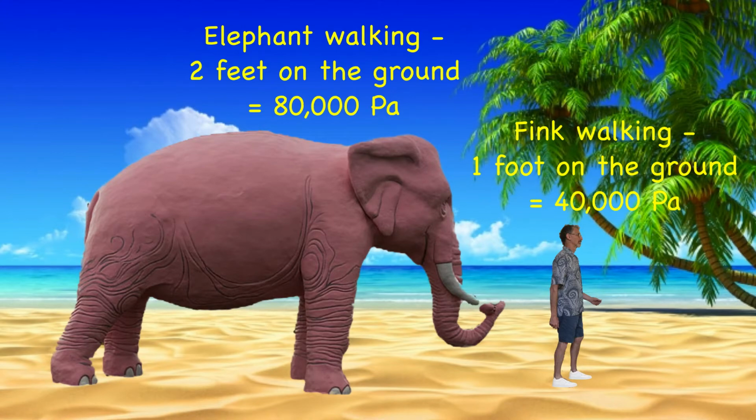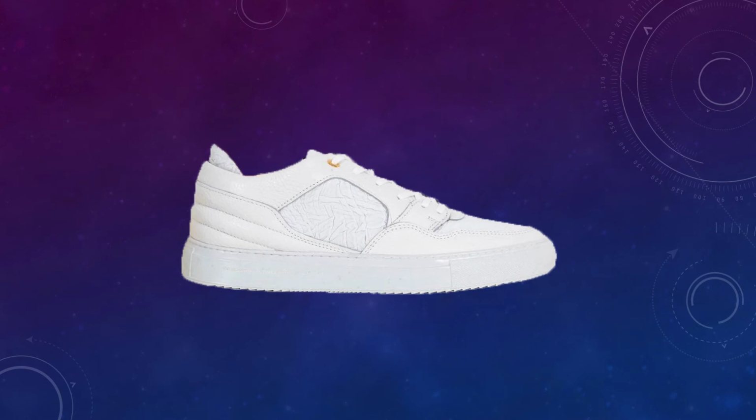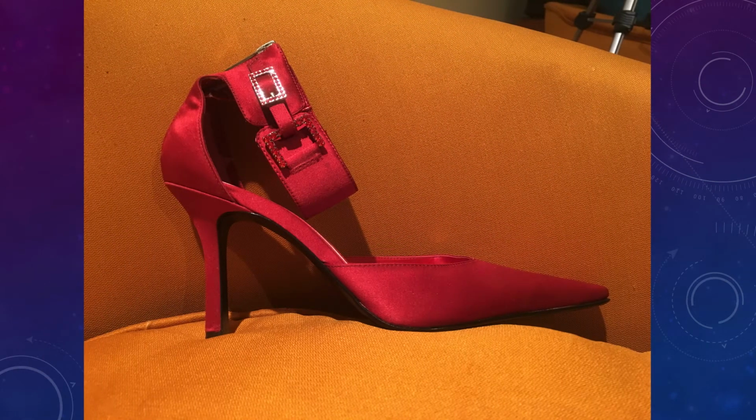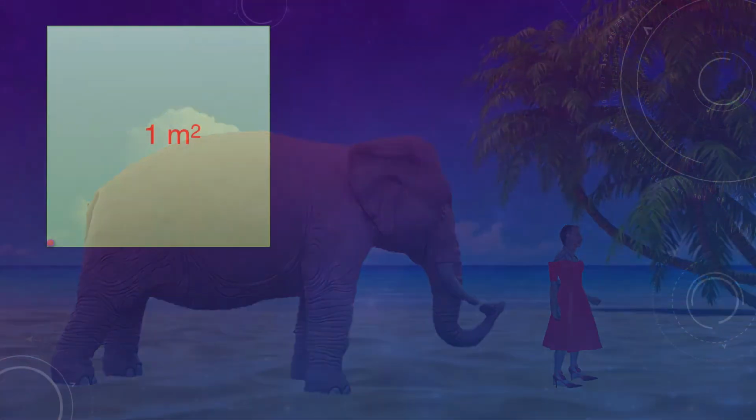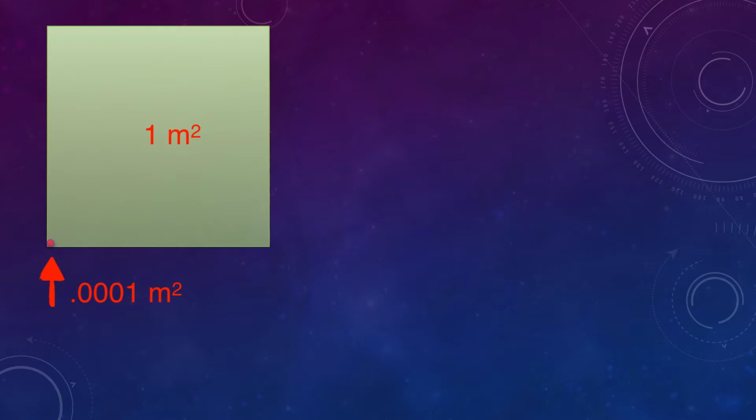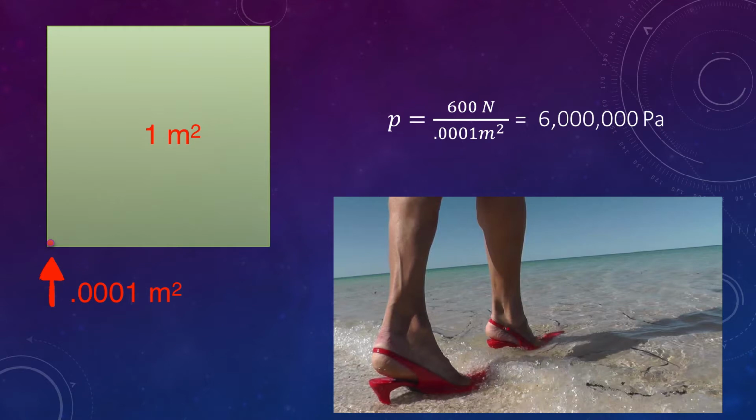Now, it's a lovely evening and I'm feeling rather fancy, and I decide to wear my ruby red rhinestone-studded stiletto pumps instead of my sneakers. What happens? If I walk on just the stiletto heel, it's about a square centimeter, which is 0.0001 meters squared. My pressure on the sand is now 600 newtons divided by 0.0001 meters squared. When you do the math, that turns out to be 6 million pascals. That's why my stiletto heels put deep holes in the sand, and why it's so hard to be fashionable while walking on the beach.